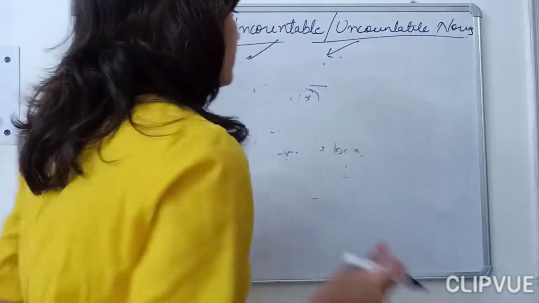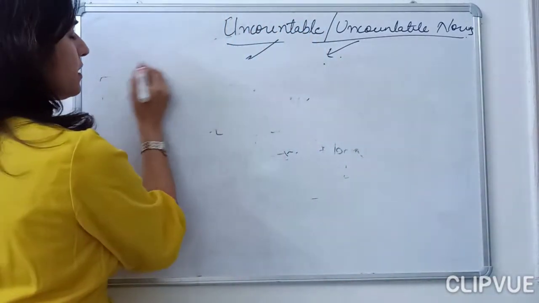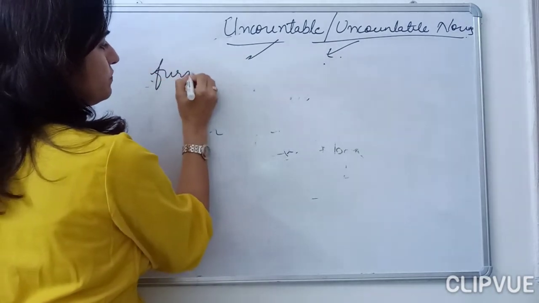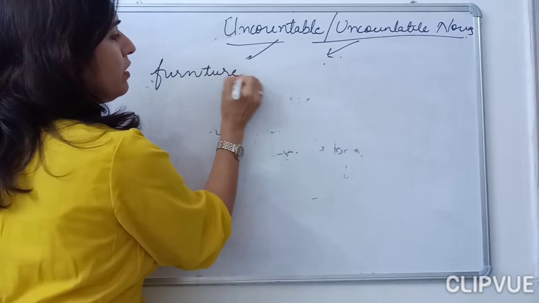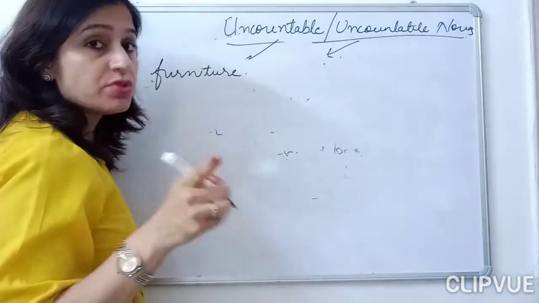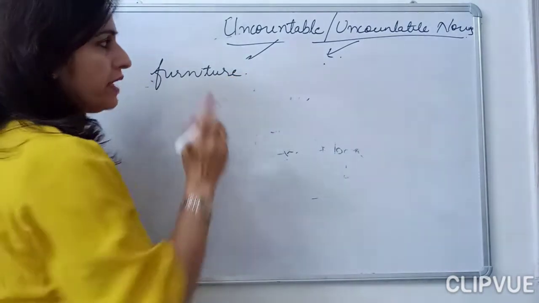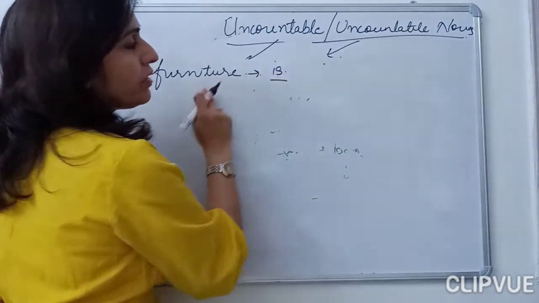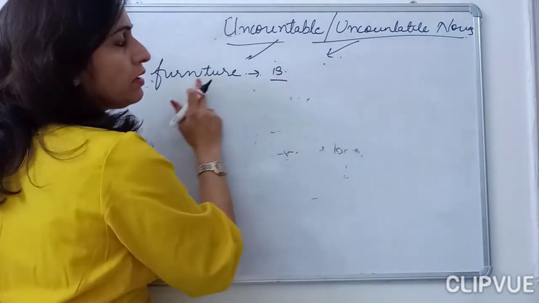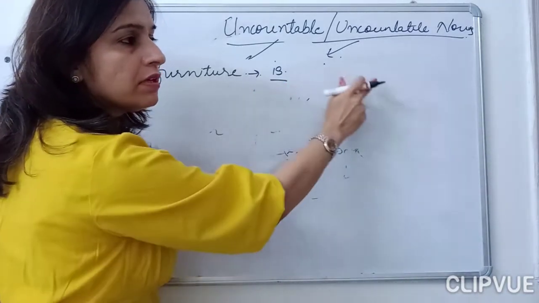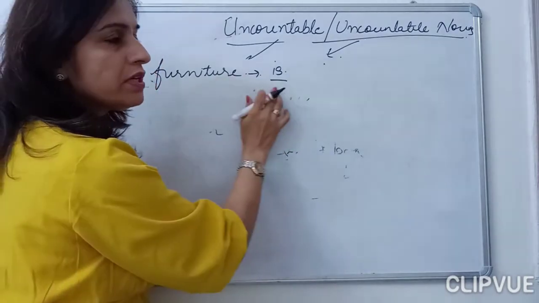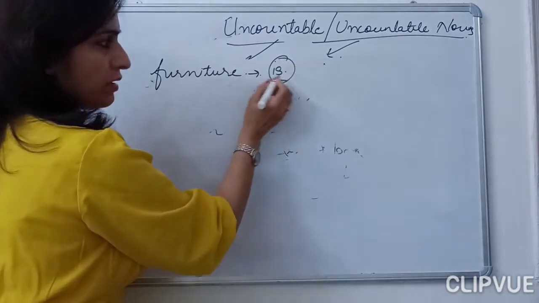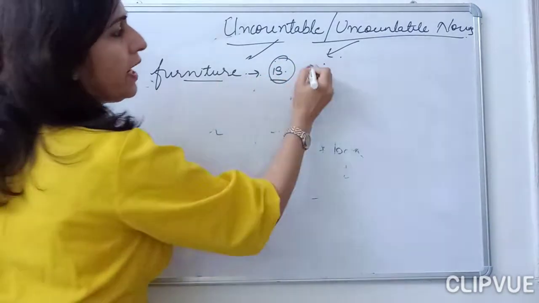For example, children, see, suppose I take furniture. Furniture cannot be counted. Furniture is an uncountable noun, children. And whenever we are talking about the furniture, we use the verb is. Furniture is kept in the room. The trolley has delivered the furniture. The furniture is left from the shop. So we use is as a verb with the furniture and not are.